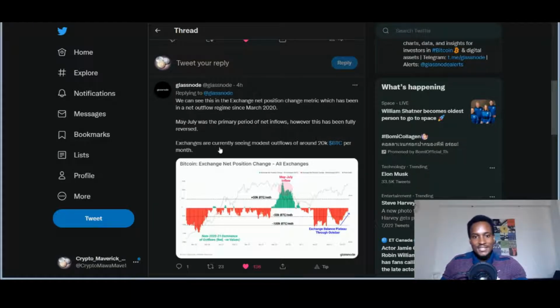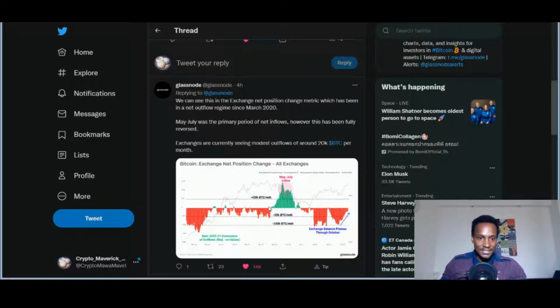So we can see this in the exchange net position change metric, which has been in a net outflow regime, I think, since March 2020. So May to July was the primary period of net inflows. However, this has been fully reversed. Exchanges are currently seeing modest outflows of around 20K.